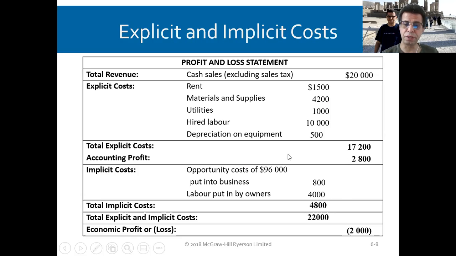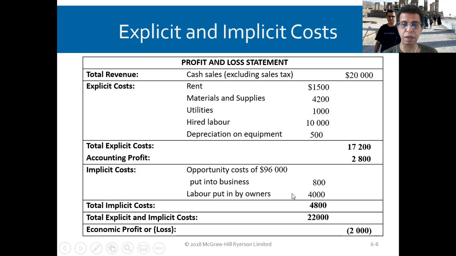Now, in the economics approach, you also calculate the implicit cost, which is the opportunity cost, how much you invested into the business. So if you put in $96,000 that year, there is an $800 opportunity cost there. You could have had it in the bank and earned an interest rate, for example, and the labor put in by the owner.